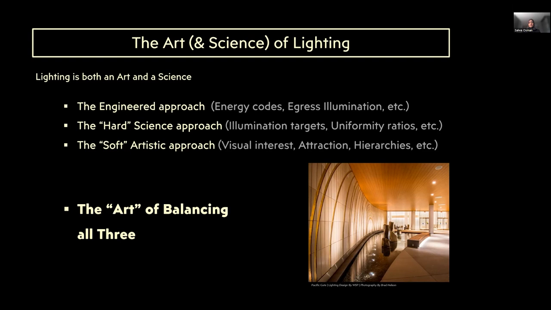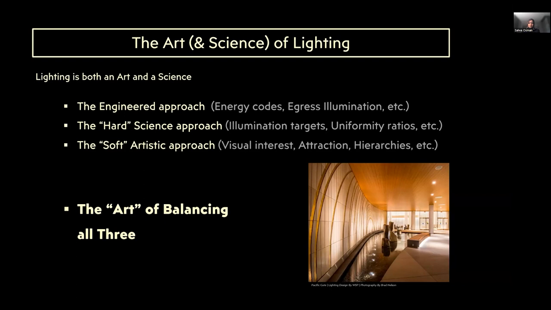And then the second approach is the hard science approach, which covers a lot of the physiological aspects that we just talked about. There are all kinds of criteria to meet target light levels for visual tasks. If you're reading or writing in a space, you have to provide a certain level of light. If you're watching a movie, there's a certain level of light. If you're performing surgery, there's a different level of light. A conference room is different than an office, and so forth. So there is a criterion for every kind of use for every space.